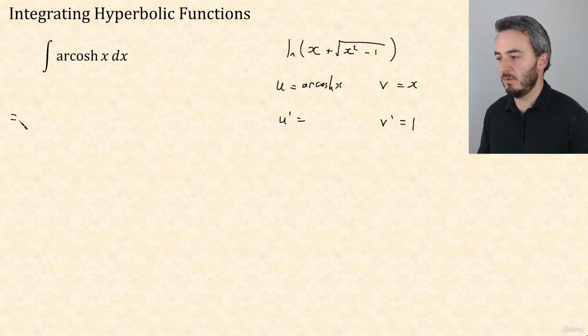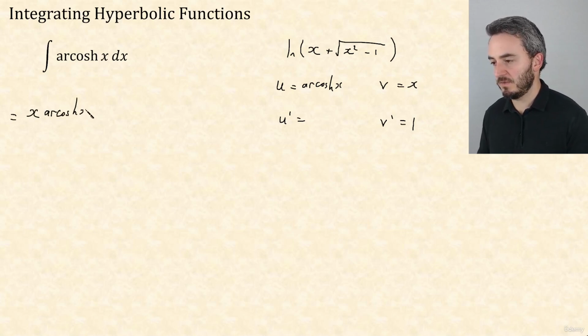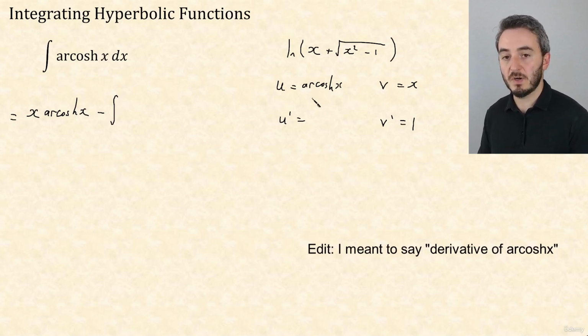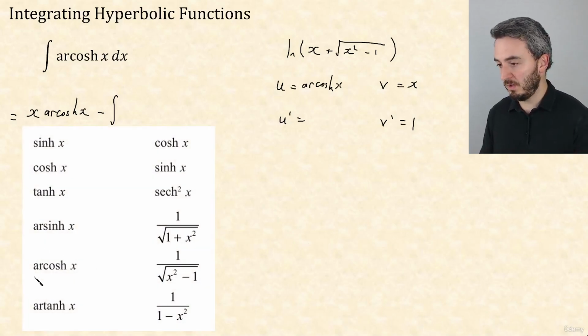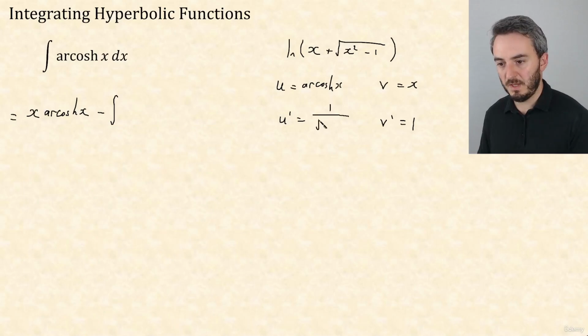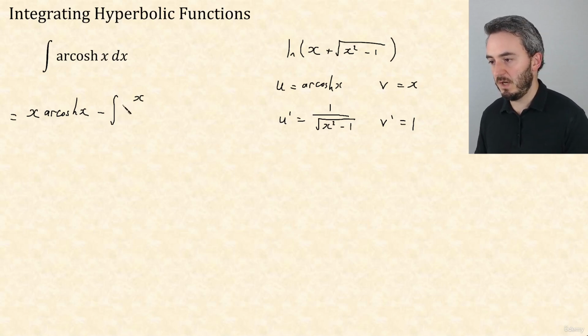So what do we get here? We get uv, which is x arcosh x, minus the integral of v u dash. Well, we're going to need the derivative of arcosh x. Once again, that's one you can find in your formula book if you forget. The derivative of arcosh x is 1 over root x squared minus 1. So I put that here, and now I can do this. That's v u dash, so that's x over root x squared minus 1.